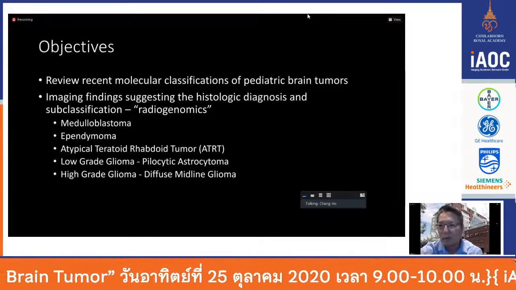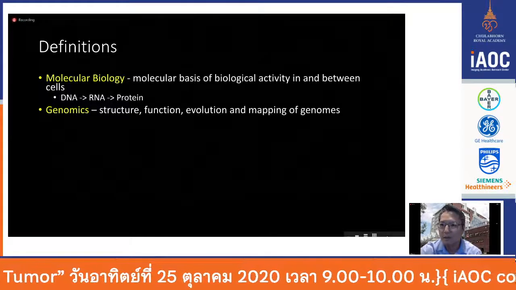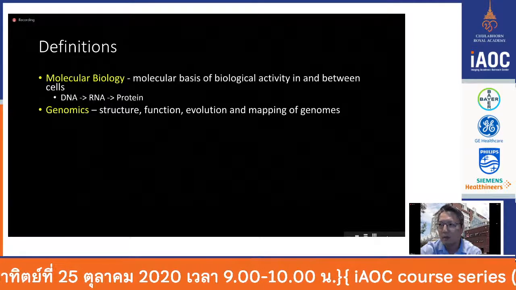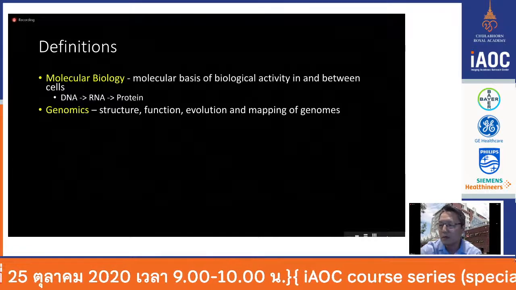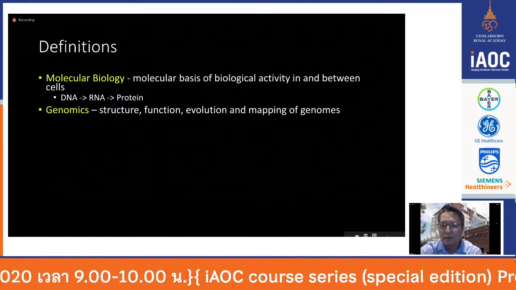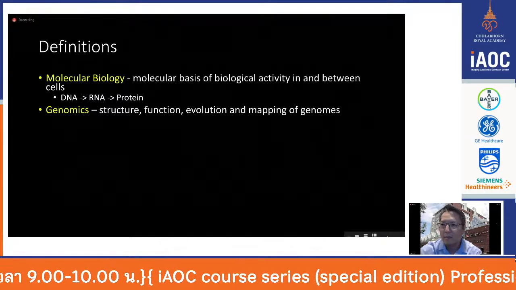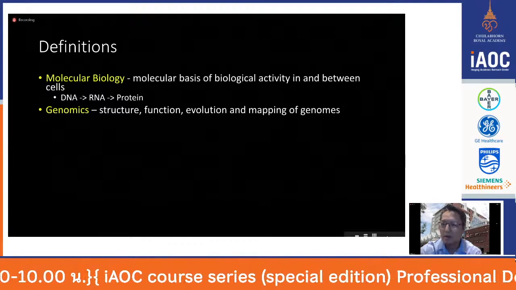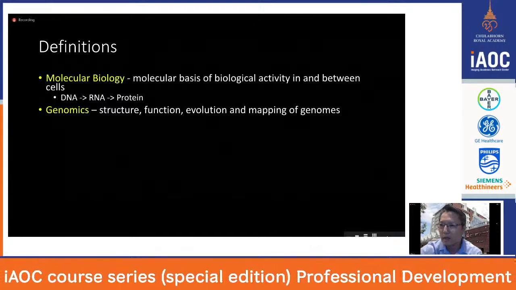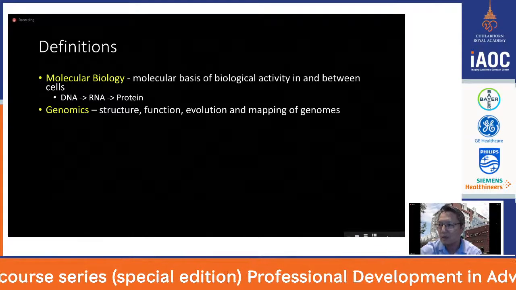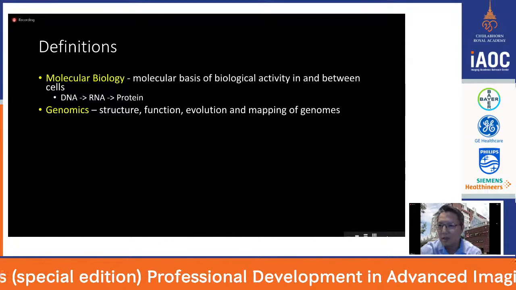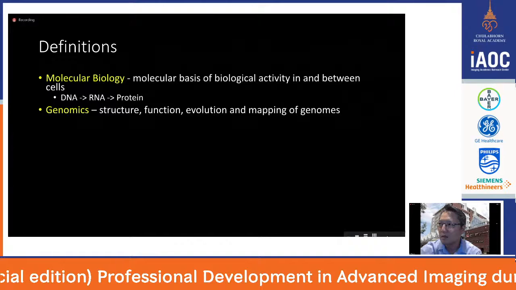I think it's important to go ahead and start with a few definitions. So a very broad molecular biology essentially is the molecular basis of biological activity between and in cells. So essentially what we're describing here is the basic process of DNA making RNA, which then translates to proteins. And then genomics is also a very broad term, but is more centered on the DNA. So we're looking at the structure, the function, and evolution and mapping of genomes. So when I throw out words like molecular classification or genomics, this is actually a somewhat broad term.